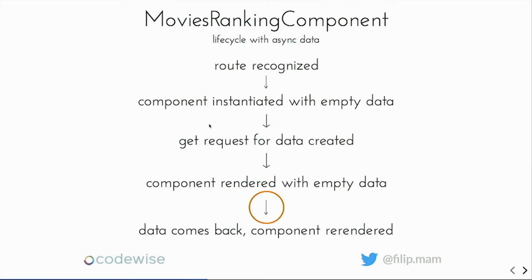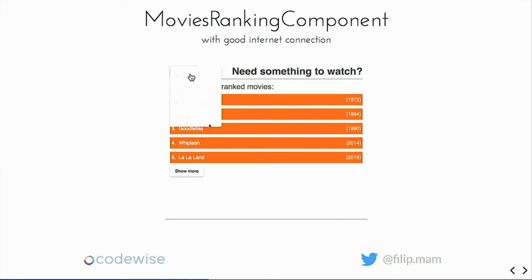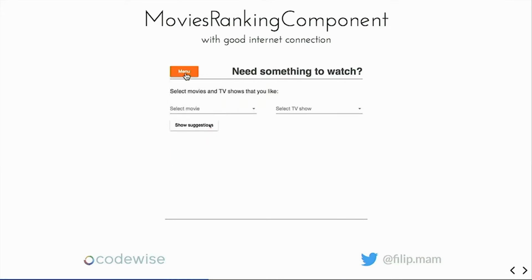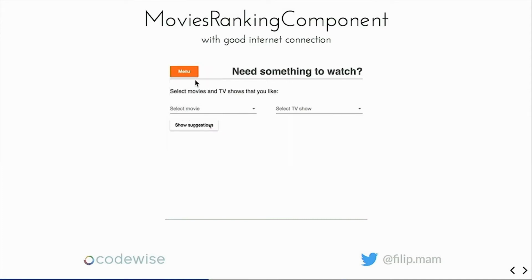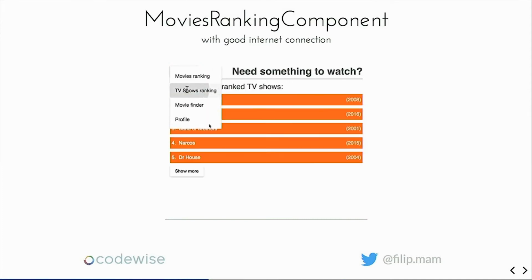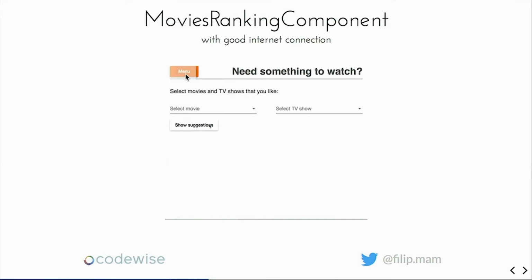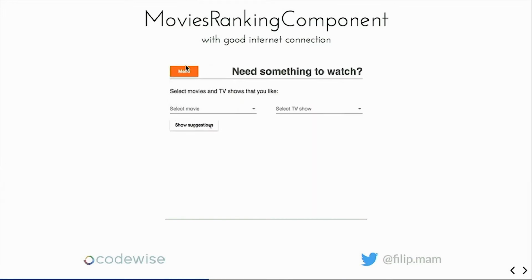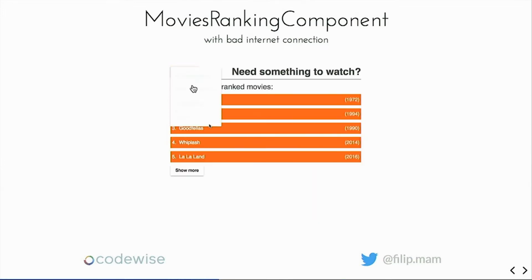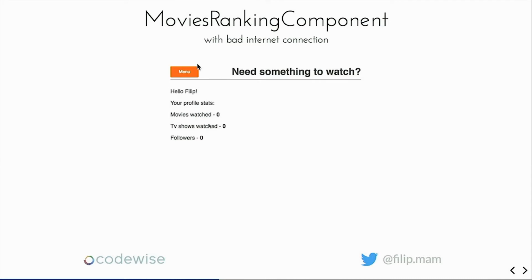So this arrow here is crucial because if it's short, if you have a good internet connection, you won't see any jumps or difference between the blank space and the full list that is rendered, okay? Those are milliseconds, so your eye won't catch it. But if you have a bad internet connection or some backend problems or anything that can make this arrow longer, you're gonna end up with some bad user experience.